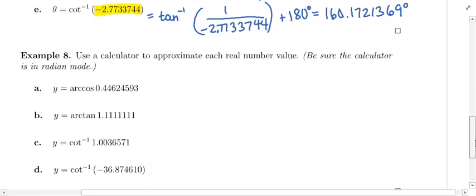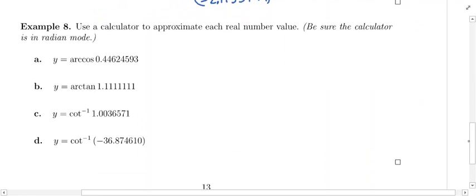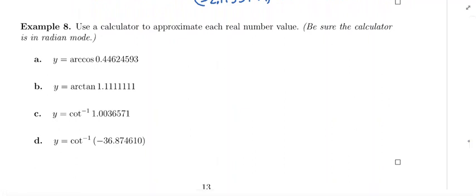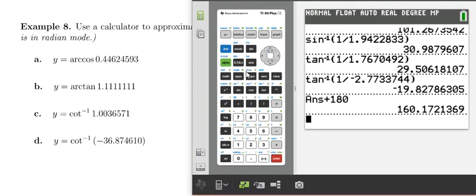In example 8, it's going to be the same thing, but the directions are a little different because you're going to want the angle measured in radians. In your book, the directions say use a calculator to approximate each real number value, and that's all they say. Out to the side in italics, they say be sure the calculator is in radian mode. So I'm going to go to my calculator and switch over to radian mode.